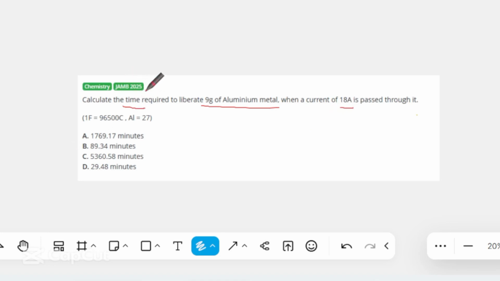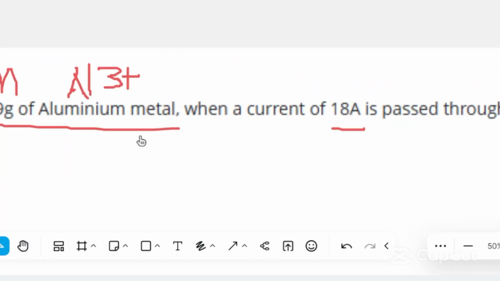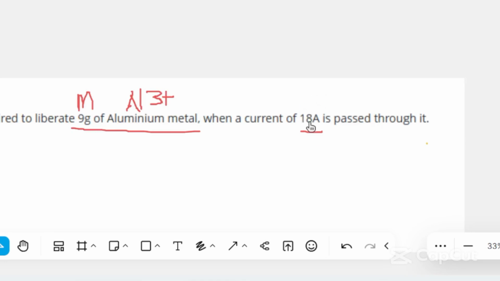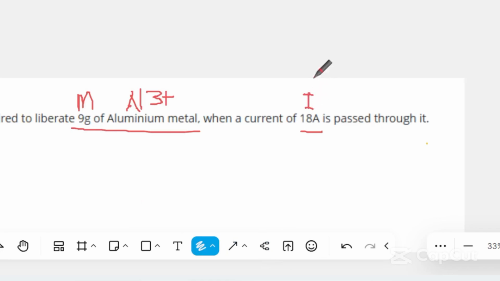So this time is T, and this 9 grams of aluminium metal is the mass of aluminium given. Again, it is aluminium metal, so aluminium is Al3+. Another thing they gave us in the question is the current, which is I. So current I is 18 ampere.